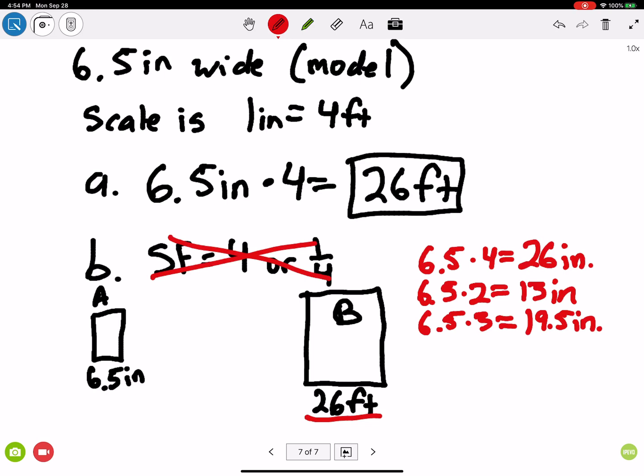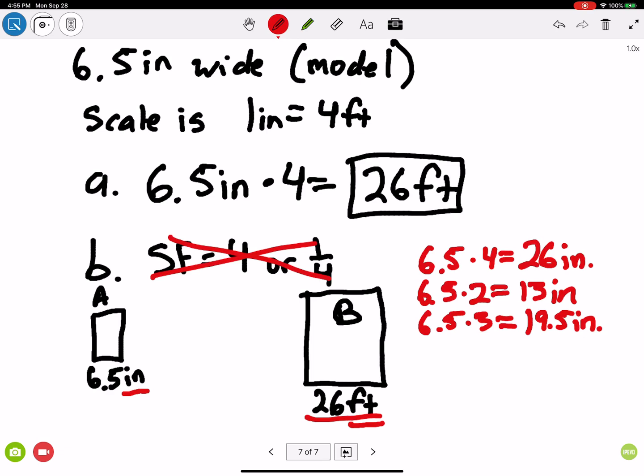So what do I have to do here? How do I figure out my scale factor? Well, what's going on? What do you notice? Where's the discrepancy? One's in inches, and the other one's in feet. My units are different. I can't compare something that's in inches to something that's in feet and expect to get a scale factor that's going to work properly unless I do a little bit more math.